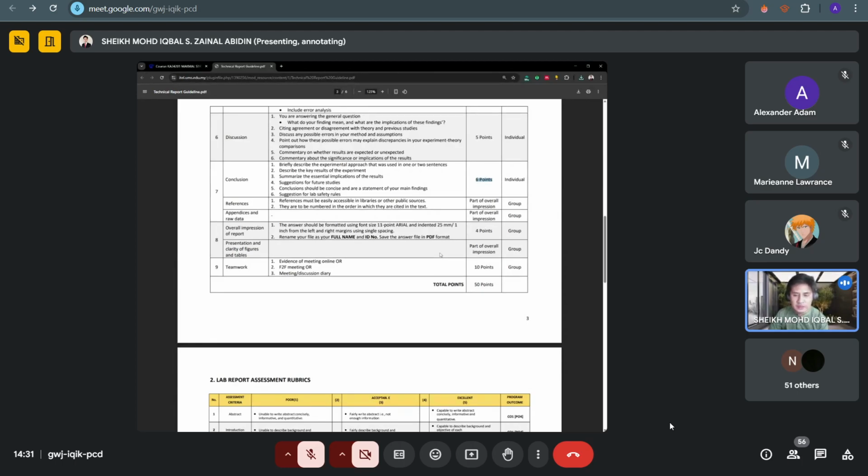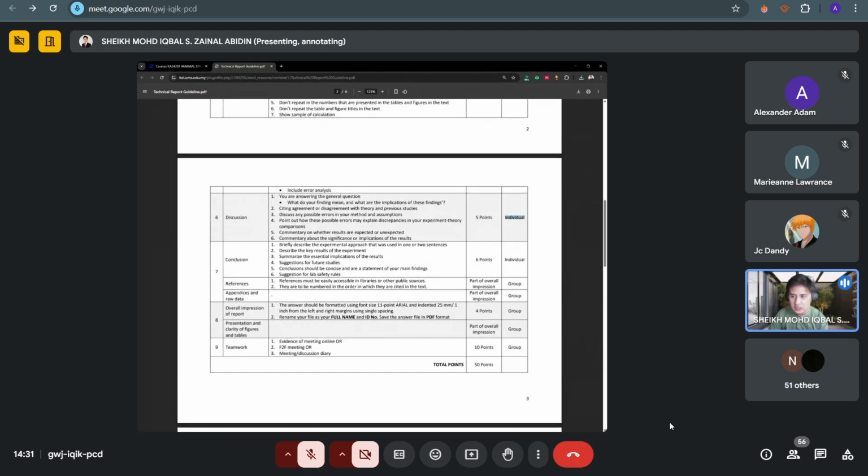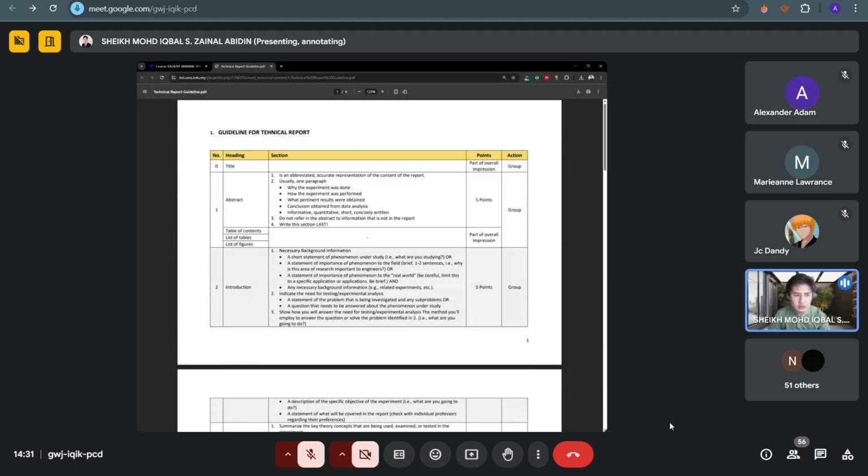And some of the sections will be group work. Some of the sections will be individual work, right? If it's group work, everyone can do the same thing. You do not have to do a lot for everyone. Each of you does not have to do an abstract. Everyone can just work together and prepare just one abstract, because this is group work, right? Same with table of contents, list of tables, list of figures, and so on, right?